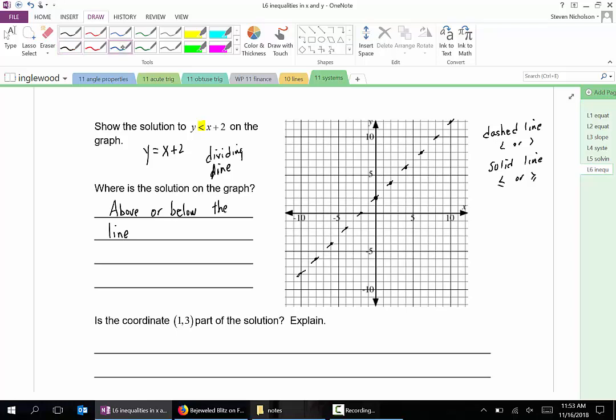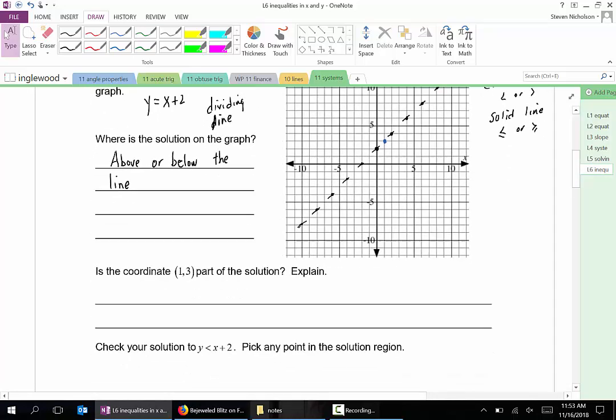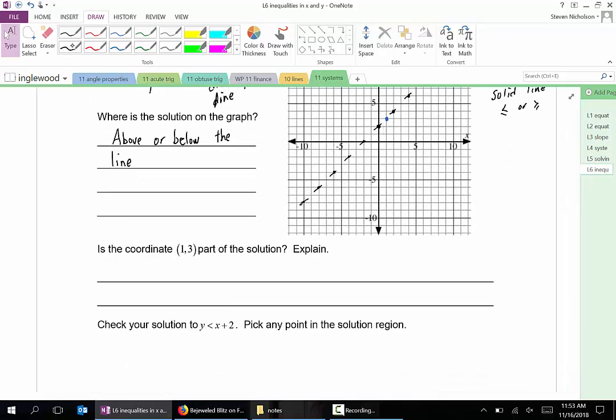So this one right here, 1, 3, is right there. And you might have an answer right now: given that I plotted it, I know it can't be included. This is not true because it's actually on the dashed line. So let's just go ahead and see if it's true. And again, the answer is no.